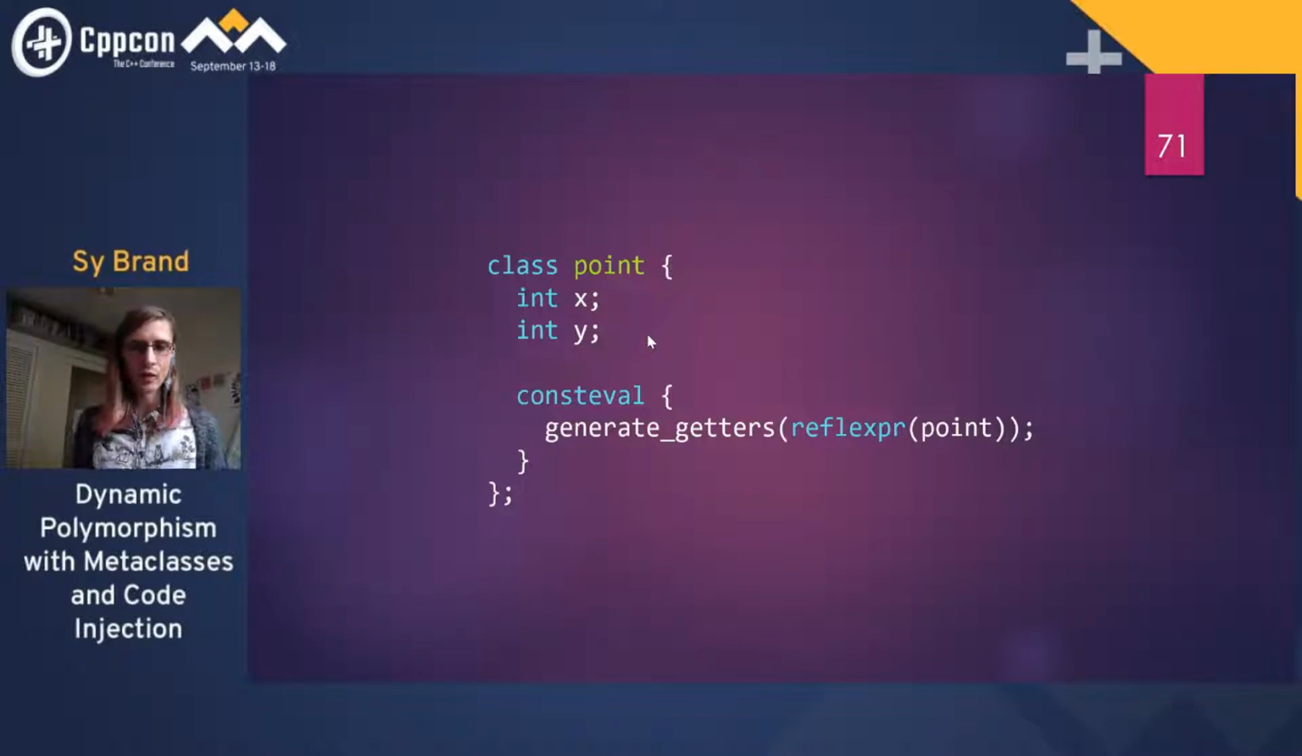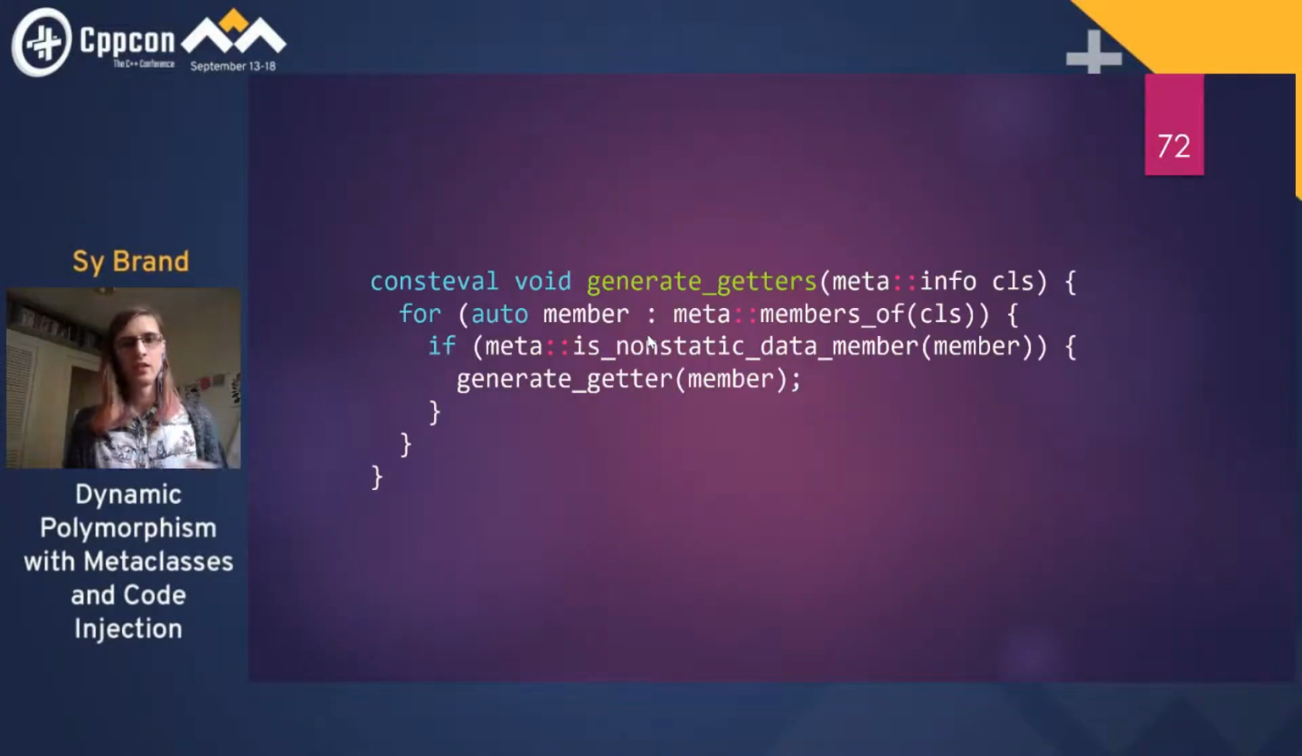We have a const eval block. What const eval means is execute this part of the program at compile time. We then have a call to generate getters, and that's going to inject some code into this context. And we give it the reflection for our type. Okay, now I can show you the definition of generate getters. Looks something like this. Take some meta info. Meta info is the type which reflexpr returns. It's the representation of our reflection information.